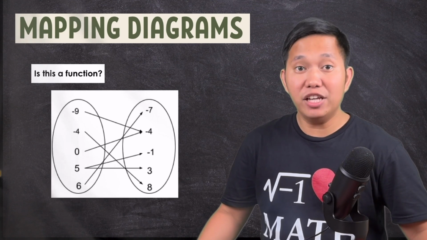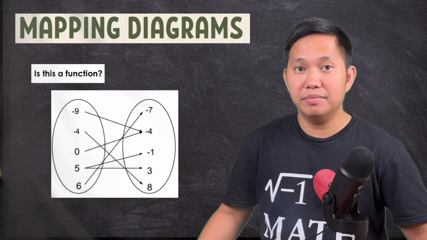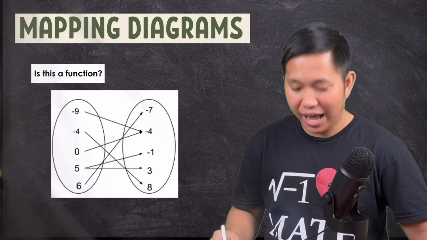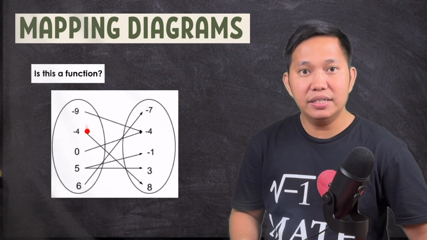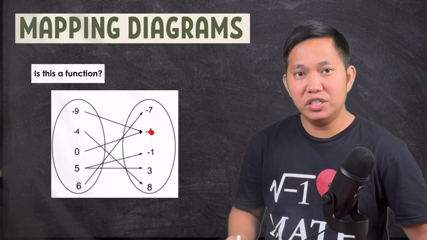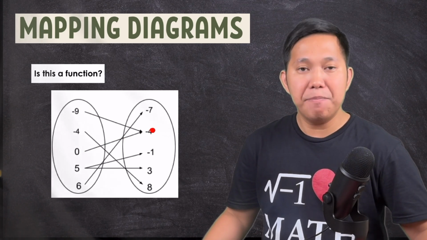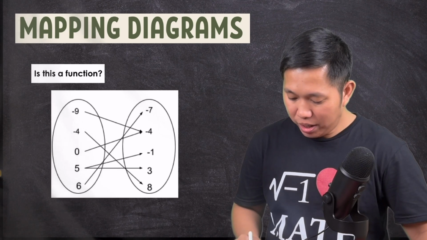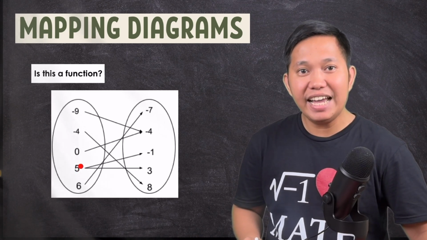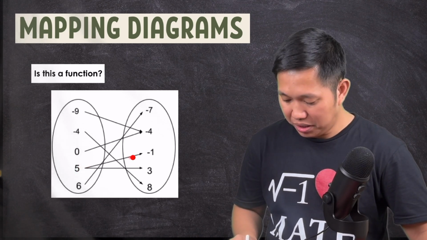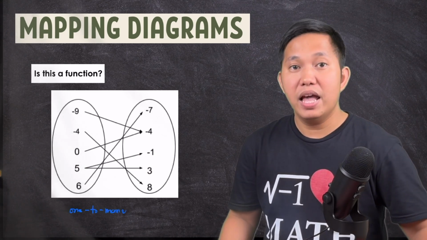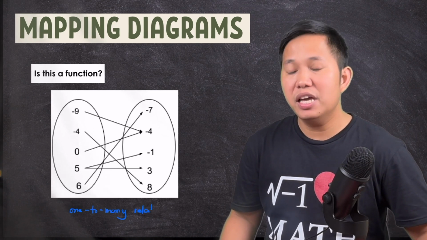What type of relation is shown in this diagram? And is this relation a function? We can see that we have two inputs, -9 and 0, that are mapped to one output, which is -4. And this shows a many-to-one relation. However, we can also see that one input, 5, is connected to two outputs, -1 and 3, which shows a one-to-many relation. Hence, this relation is not a function.